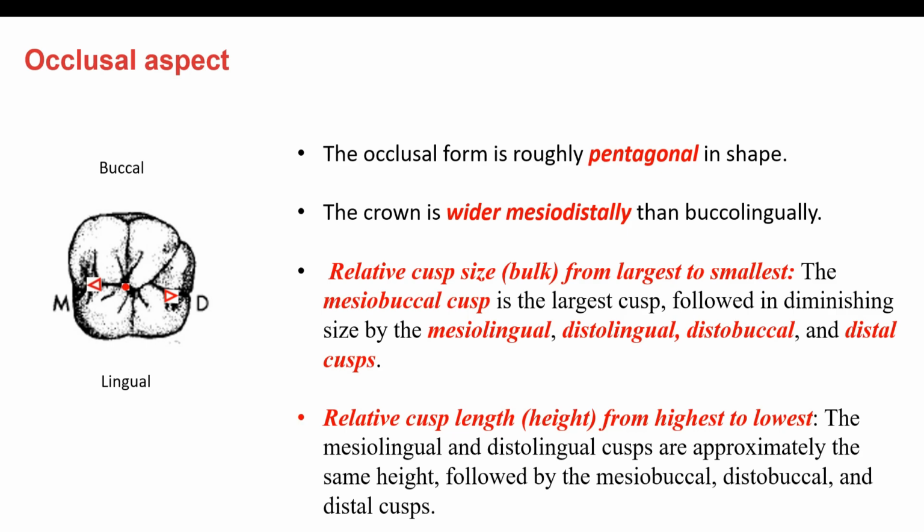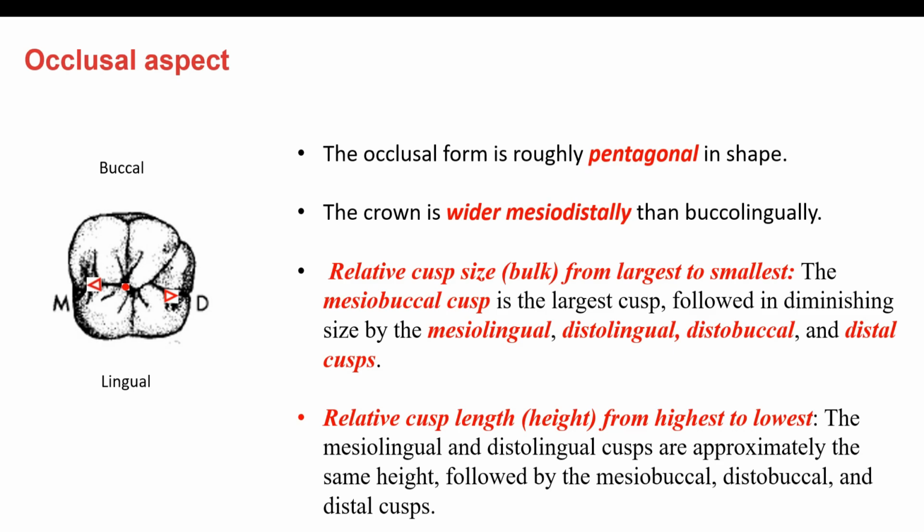The occlusal aspect or occlusal surface is roughly pentagonal in shape, that is, it has 5 sides, pentagonal. Okay, and the crown is wider mesiodistally compared to the width from the buccal to the lingual surface.